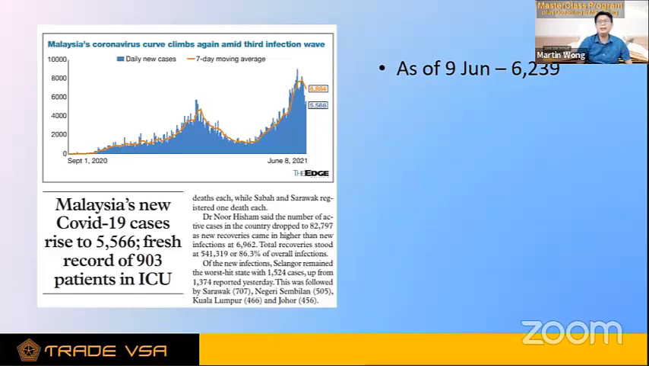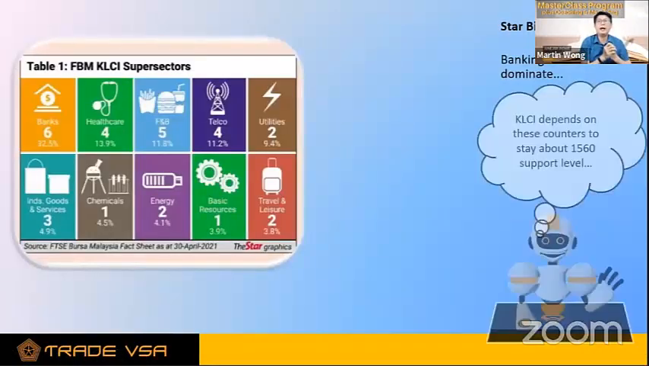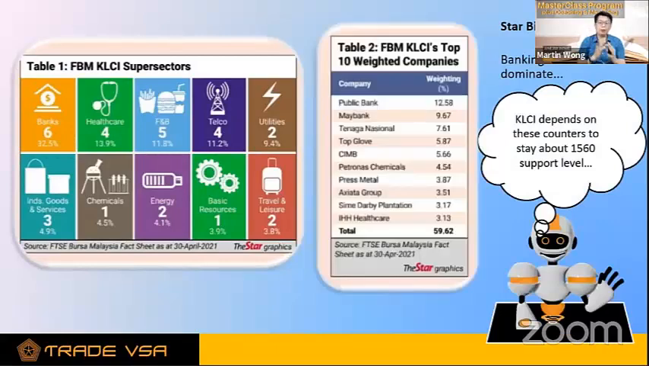So this is where we are. Let's move on to our next story here. Remember, I continue to flash this time and time again, the biggest component of our KLCI. Our KLCI is not going to go below the 1560. As you can see, the 6 banking stocks right here, let me just switch on to a laser pointer. You can see the 6 big banks comprise 32.5%.